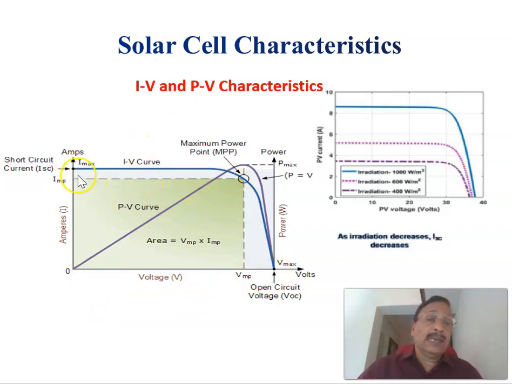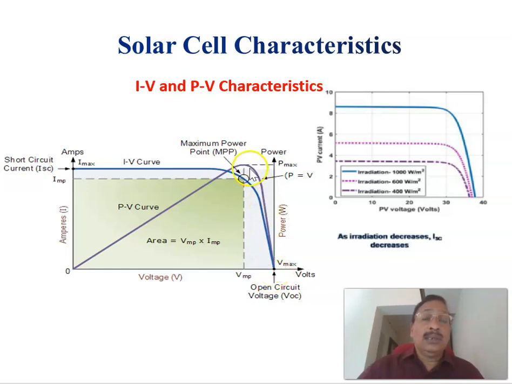Here, this is the IV characteristics of a solar panel. The current corresponding to the output voltage 0 we call the short circuit current, and this is called the open circuit voltage, which corresponds to zero current. So zero voltage corresponds to short circuit current, and zero current corresponds to open circuit voltage. Therefore, this is the IV characteristics of a solar cell.